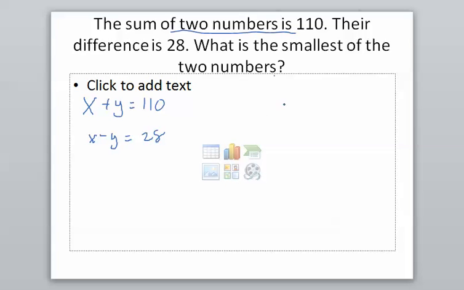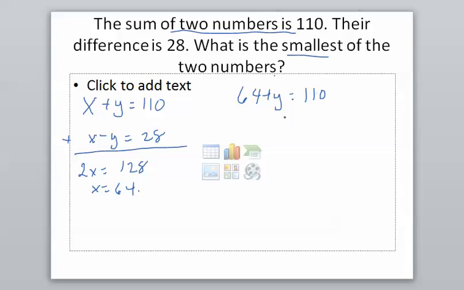Well, to find the smallest, I've got to find both of the numbers here. Look at the way I wrote this. It's almost leading me to do elimination. If I just add these two together, I'm going to get that 2x is equal to 128 and that x is equal to 64. Okay? I can use this 64 back in one of these two equations. 64 plus y equals 110. So y will be equal to 110 minus 64.